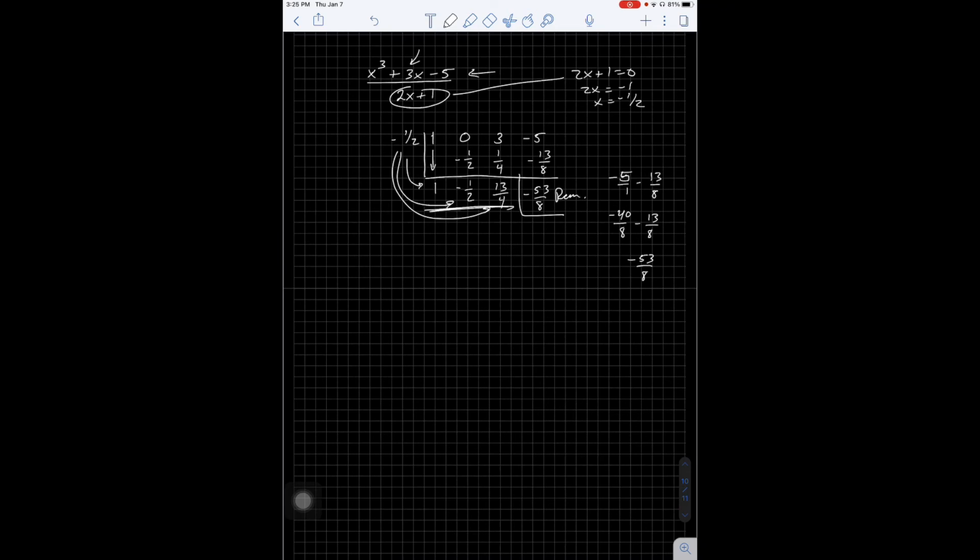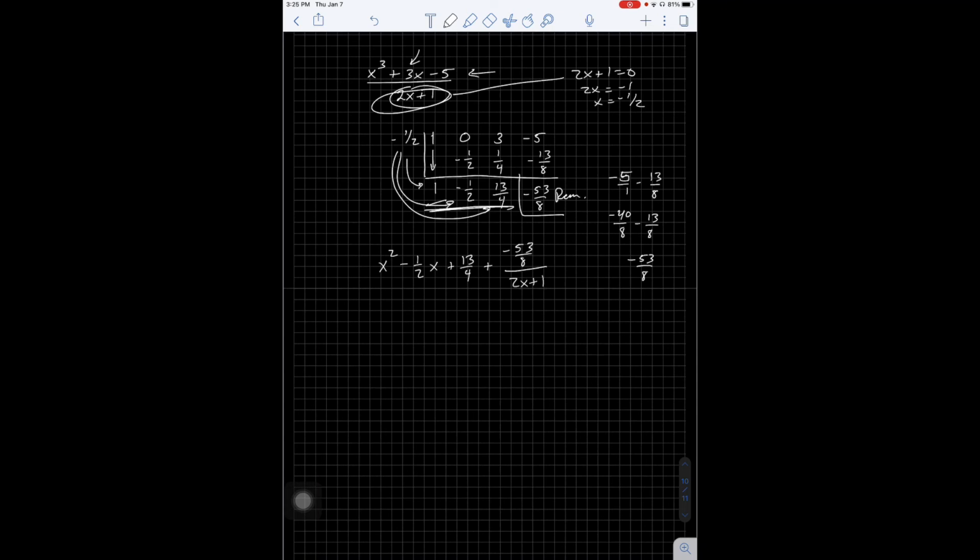So the 13/4 is my constant term. The x term is going to be a -1/2, and this is going to be an x squared term. Okay, plus a -53/8 divided by what I divided the whole polynomial by, 2x plus 1.